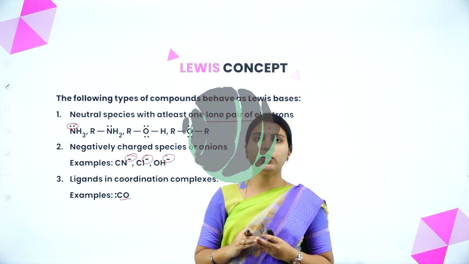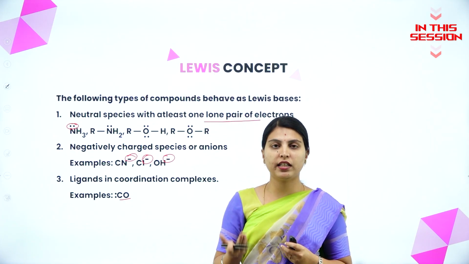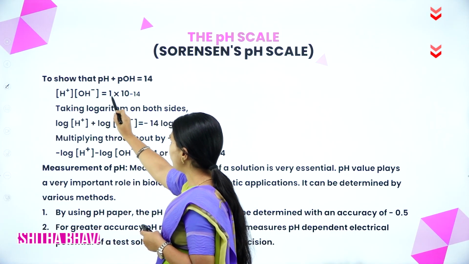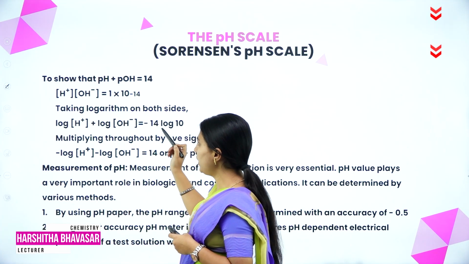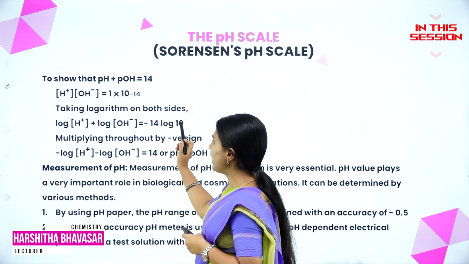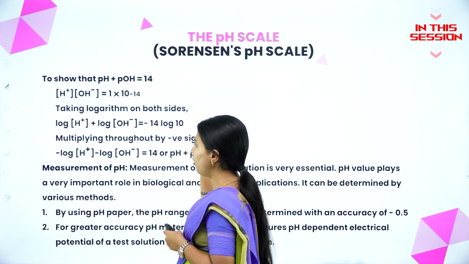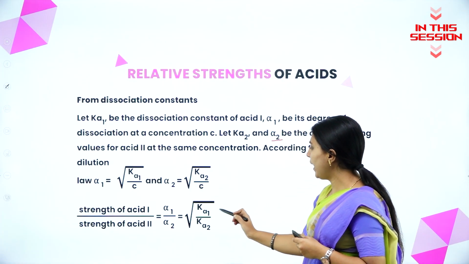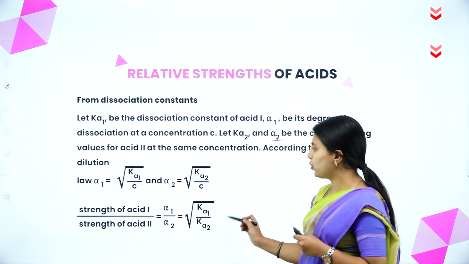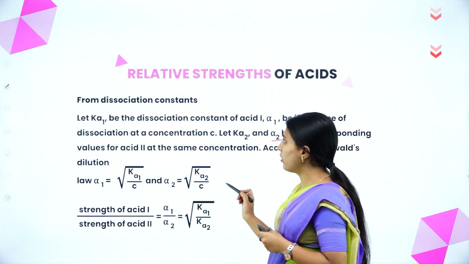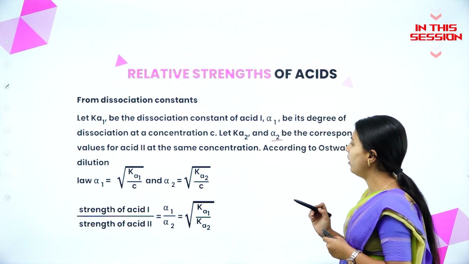By seeing the molecule itself, you can analyze which is Lewis acid and which is Lewis base. H plus into OH minus, you know, 1 into 10 to the power of minus 14. Taking logarithm on both sides, log H plus, log OH minus, minus 14 log 10. Root of Ka1 by Ka2 will happen. This C will get cancelled. This is the formula to use for the relative strength of acids.